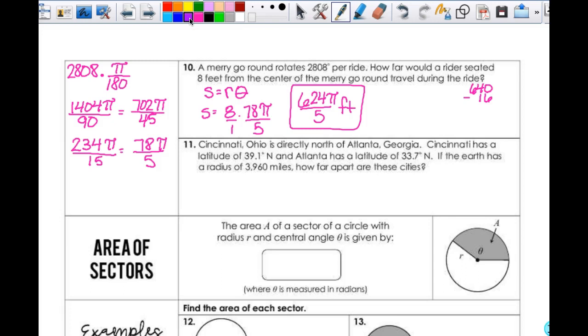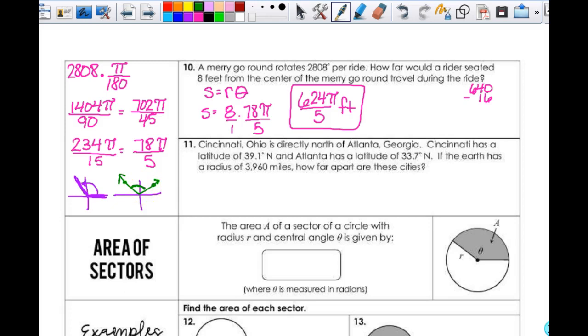All right, so it's 39.1 and 33.7. Most of the time when we are dealing with these angles, they're in standard position. So if I give you an angle measure, that angle measure starts here and ends here, right? What's happening is they're saying, here is where Atlanta is, and here is where Cincinnati is. I'm not saying that those are even remotely close to the right angle measures, but then we're using this angle here. So it's basically give me those two, and I need the angle in between them to figure out how far apart they are.